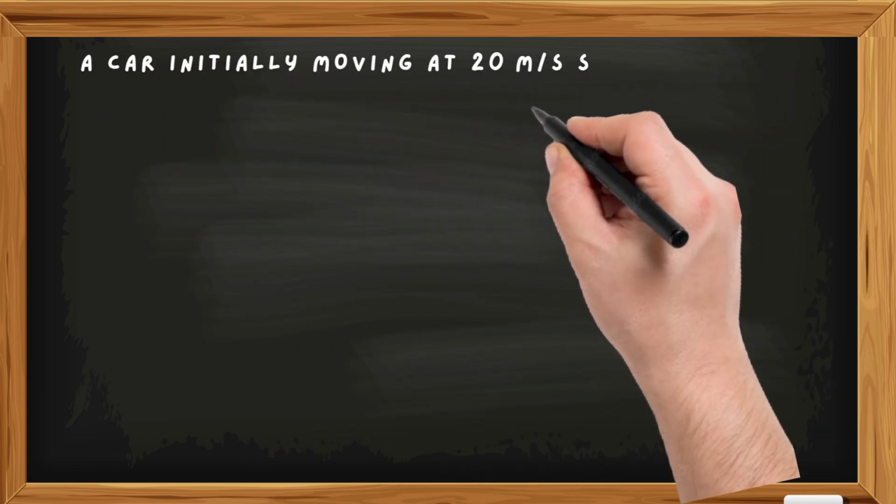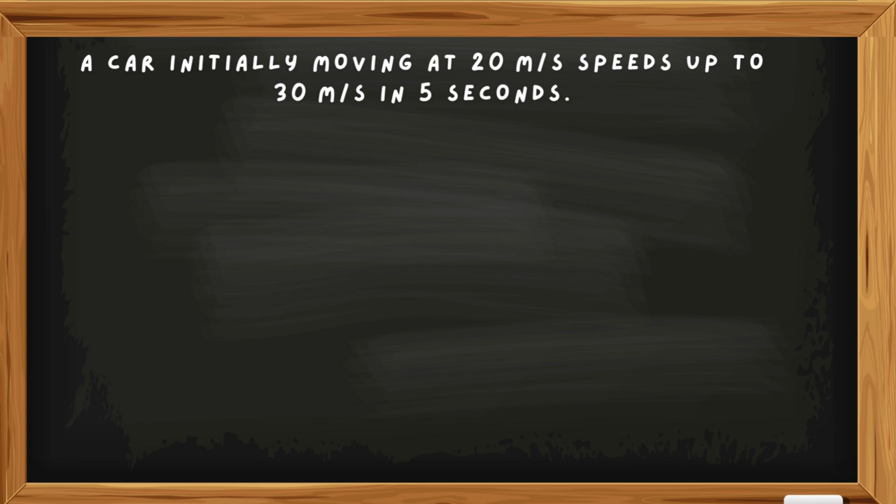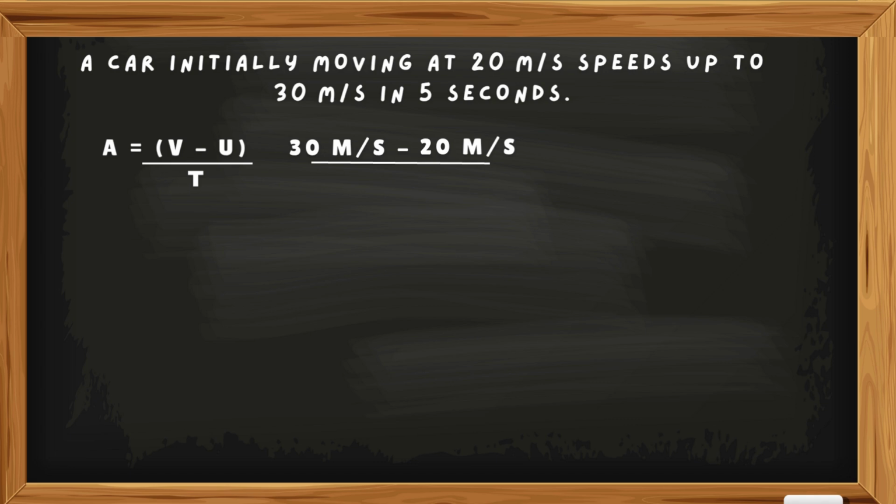A car initially moving at 20 meters per second speeds up to 30 meters per second in 5 seconds. What is the acceleration? Okay, so let's plug in the values. 30 meters per second, which is the final velocity, minus 20 meters per second, which is the initial velocity, divided by time, and that will give us 2 meters per second squared.